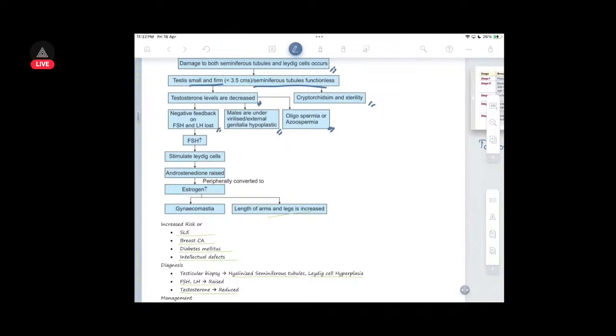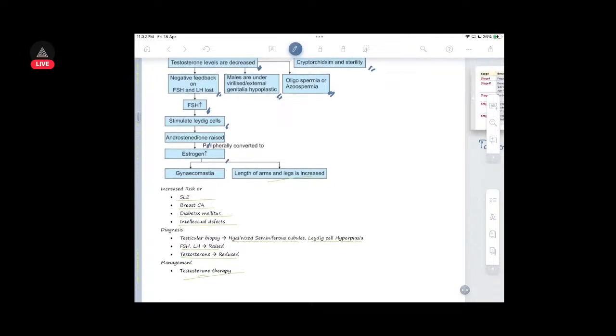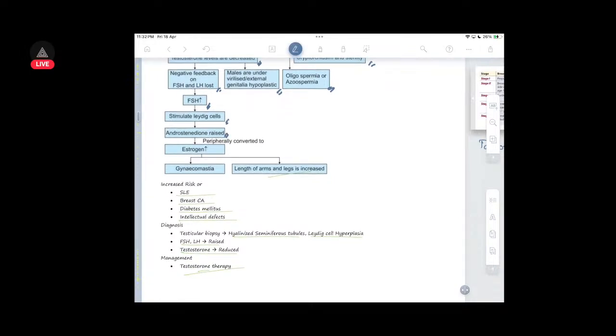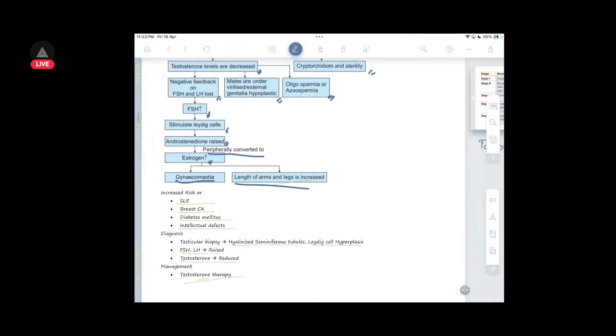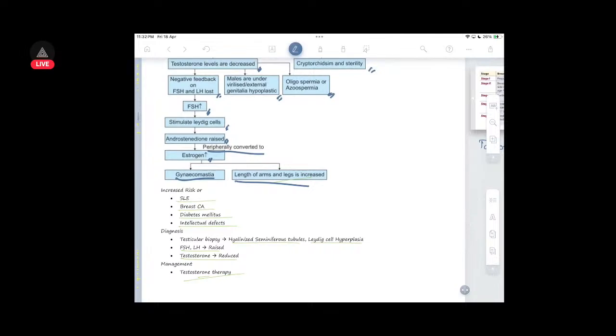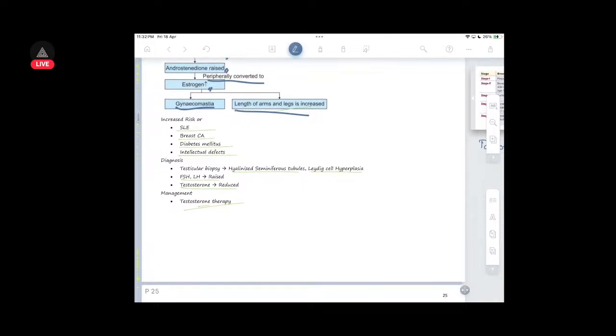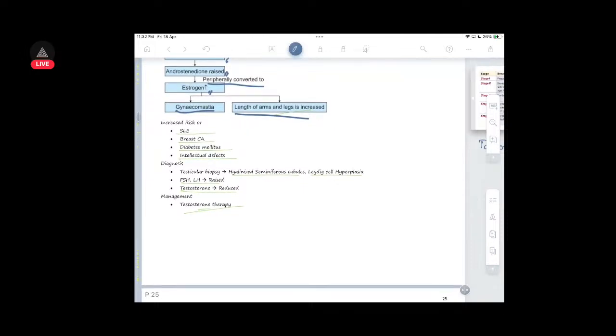Negative feedback on LH and FSH will be lost. So LH will increase and stimulate Leydig cells. Androstenedione will be raised and peripherally converted to estrogen. Gynecomastia will occur and the length of arms and legs will be increased. So FSH and LH will be very much increased. Leydig cells will still be working. Androstenedione produces estrogen, which leads to gynecomastia and lengthening of arms and legs.